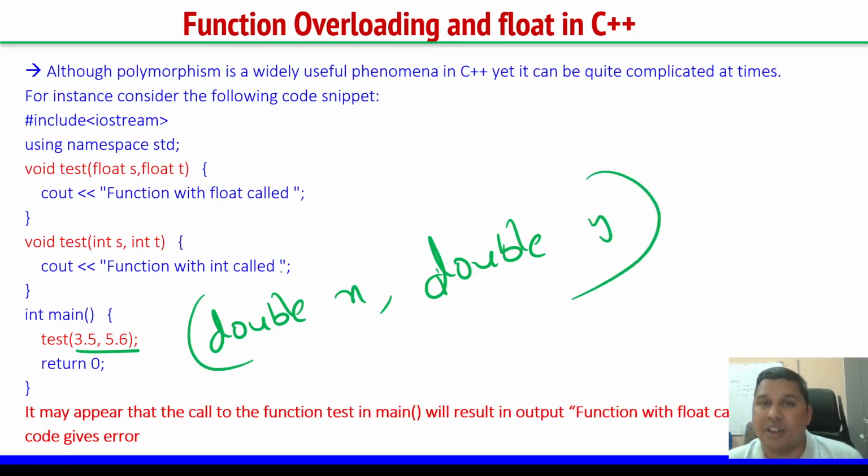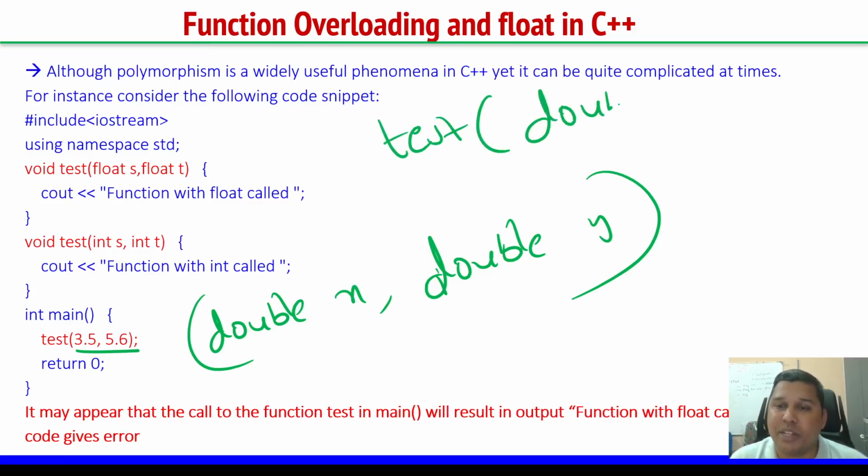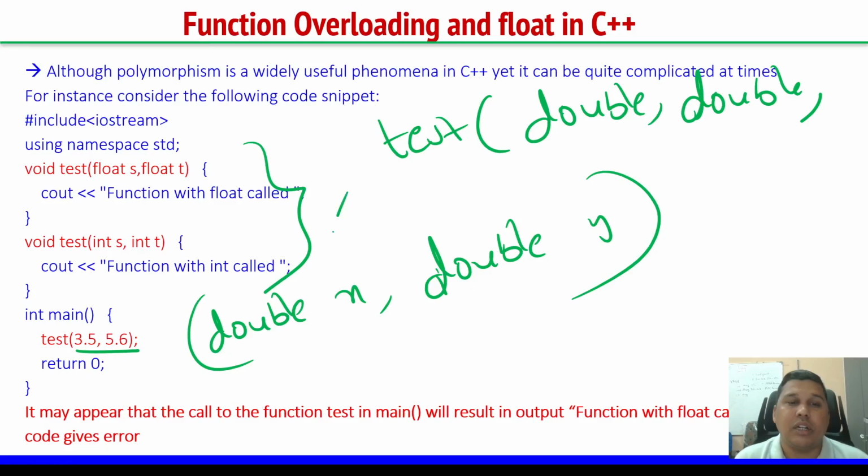Now, do you have a function test which is taking two double variables? Here, do we have? No, because one is taking float, other is taking int. Okay, again I repeat the point. When you are passing values in C++ like 3.5, 5.6, assuming they are float, the compiler will treat all floating point numbers as double, or it will convert them to double.